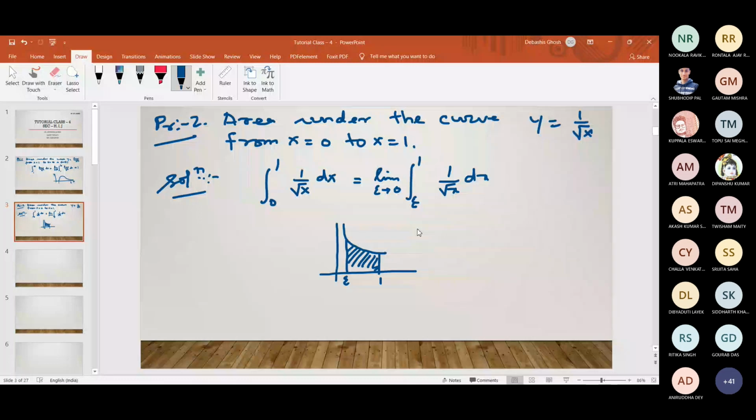So similarly, many problems you can do by yourself. That is number 3, test for convergency.